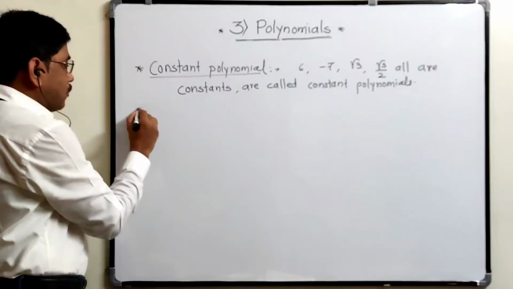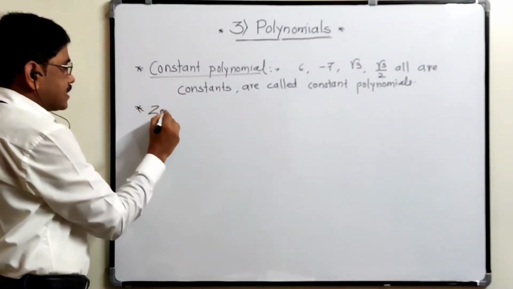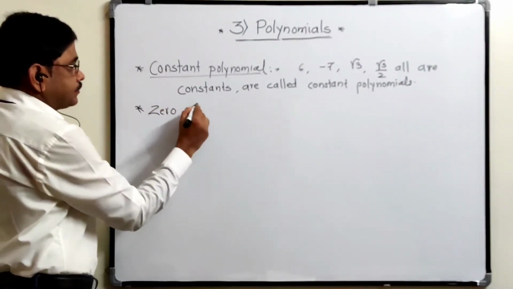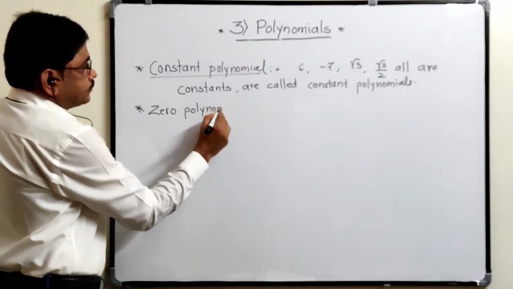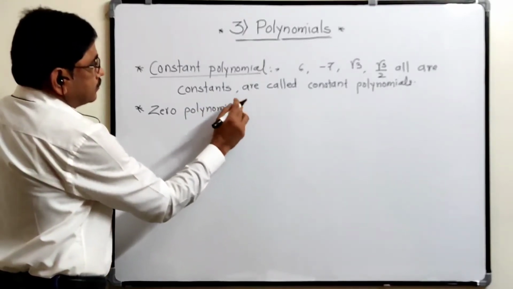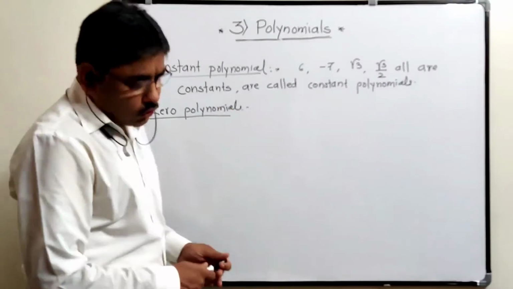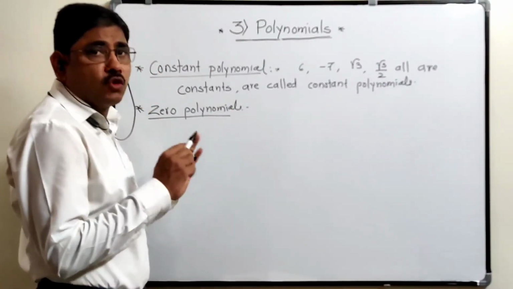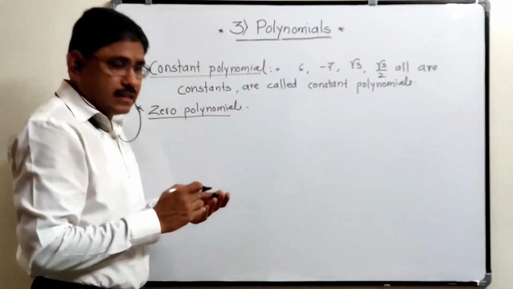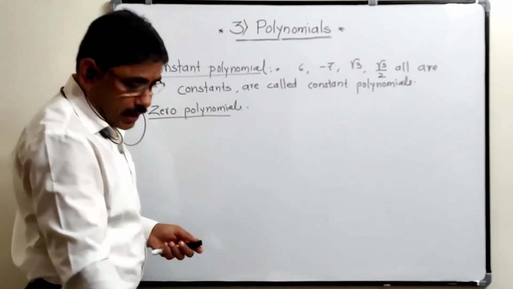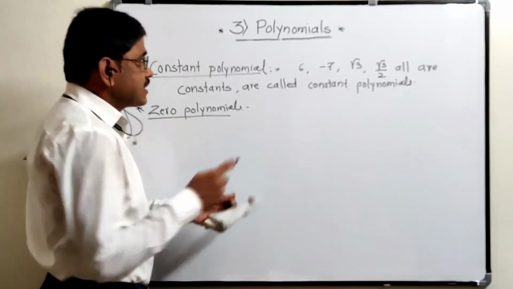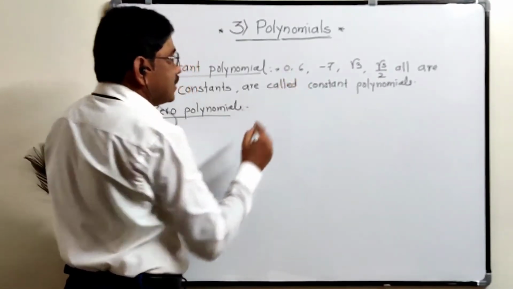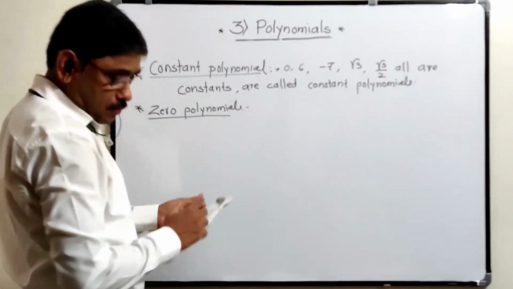Next one is zero polynomial. What is meant by zero polynomial? Zero polynomial, this is the next term, zero polynomial. If there is no term, means nothing is there, then that is called zero polynomial. Only 0 is there, then it is also a constant polynomial. Here 0 is there, then that is constant polynomial.